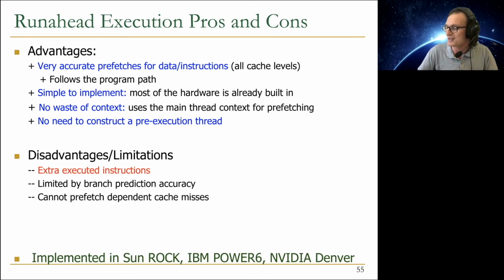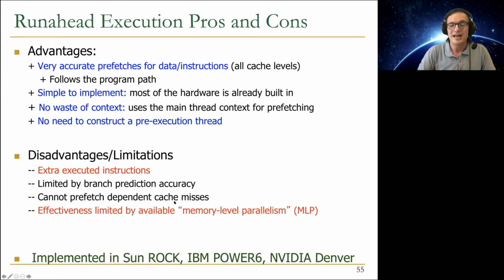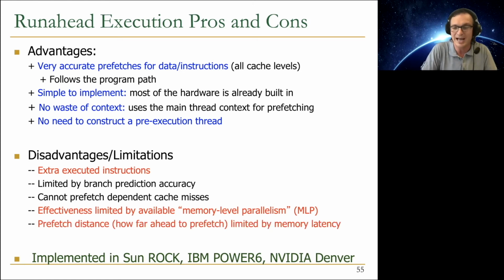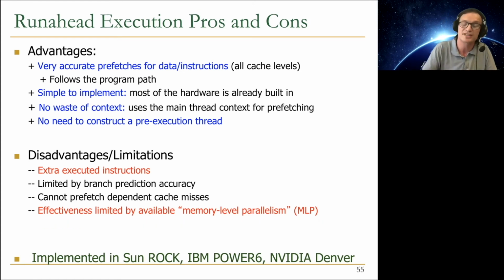Like the question that was asked, you cannot prefetch dependent cache misses. That's absolutely true. And effectiveness is limited by how many cache misses you can find while you're doing the speculative execution. This is called memory level parallelism, as we discussed earlier: how many misses you can find and also service in parallel, essentially.